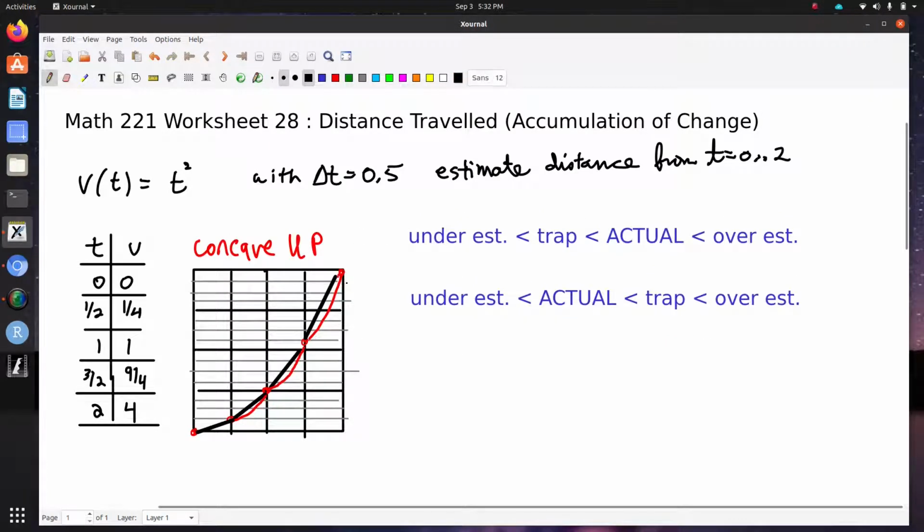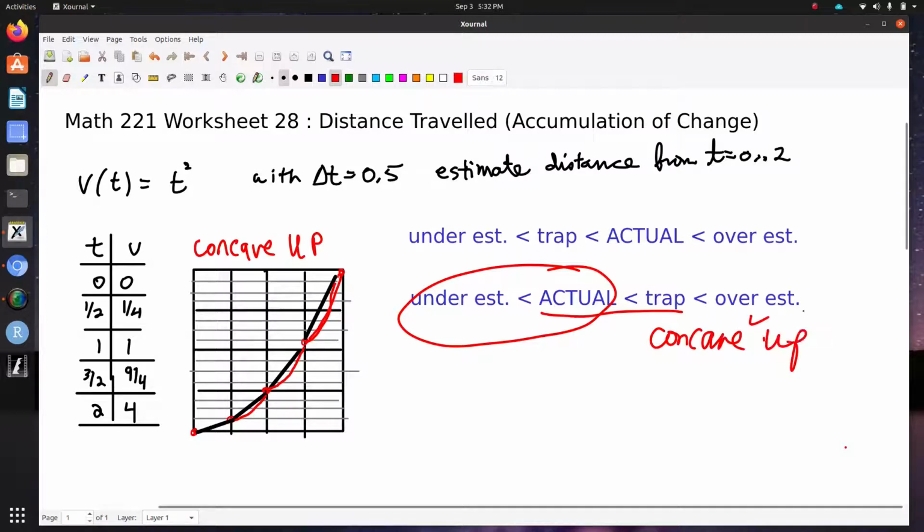The actual, right here, is going to be under the trapezoid. So the actual is less than the trapezoid, which means that the underestimate is closer to the actual than the overestimate is. And this is because we are concave up. If we're concave down, we get the opposite argument. Since we're concave up, we compare against the trapezoid, and the trapezoid is an overestimate. Therefore, if you have to pick an over or underestimate, you go with the underestimate, which is closer to the actual value than the overestimate is.